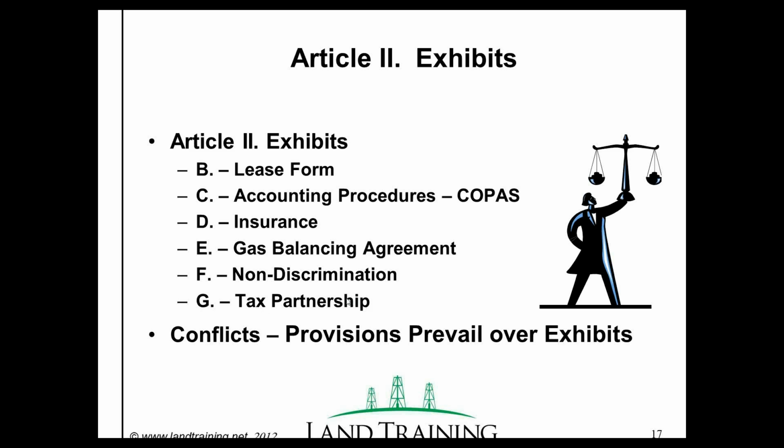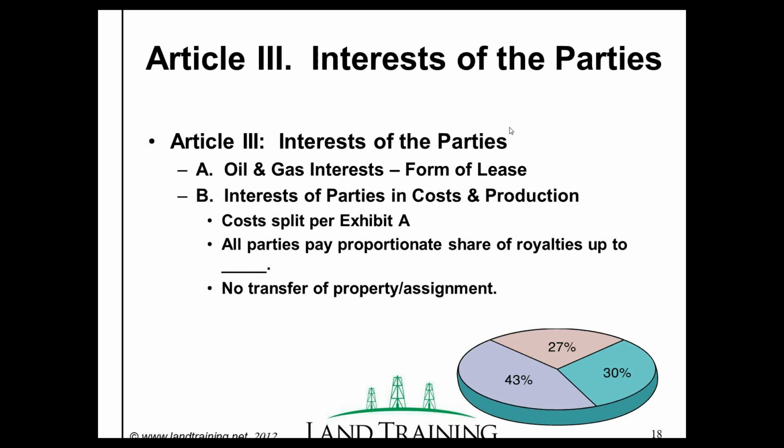Hello, IRS, back off. Then Article 2 says if there's any conflict between the actual provisions of the joint operating agreement and these exhibits, the articles themselves prevail over any exhibits. So that's just a good rule of thumb to keep in mind.